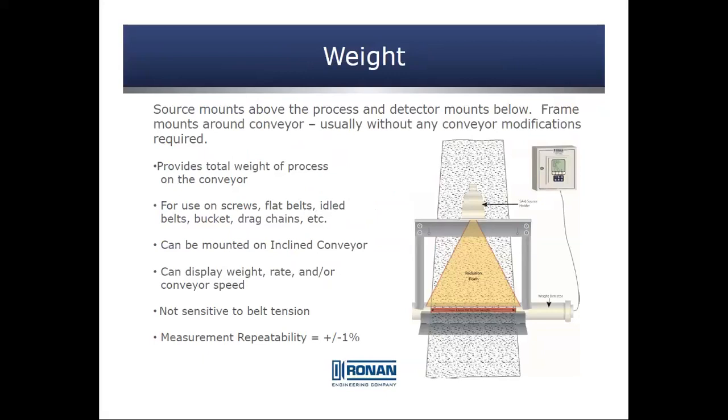So the next technology solution that we can measure is weight. With this one, instead of looking at it from a left to right perspective, we're looking at top to bottom. The source is typically above the belt, the detector is typically below the belt. The frame goes around the conveyor, so typically there's no modification required. Like I said, it can be used on screws, flat belts, idler belts, buckets, drag chains, incline conveyors. We will give you 3 outputs: weight, rate, and speed.